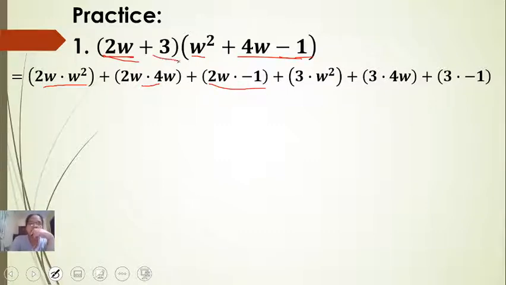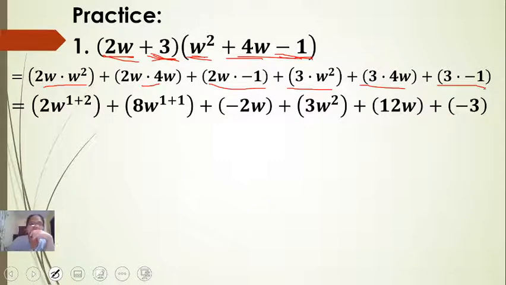The second term of the binomial times the first term of the trinomial, 3 times w squared. The second term of the binomial to the second term of the trinomial, so that's 3 times 4w. The second term of the binomial to the third term of the trinomial, 3 times negative 1.